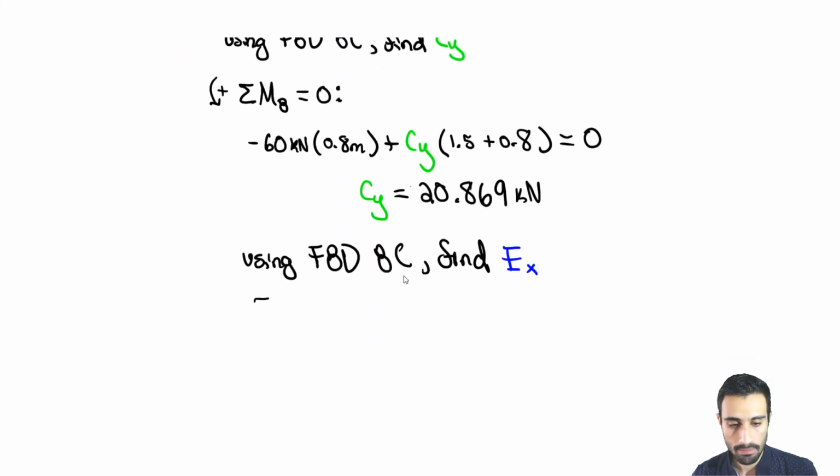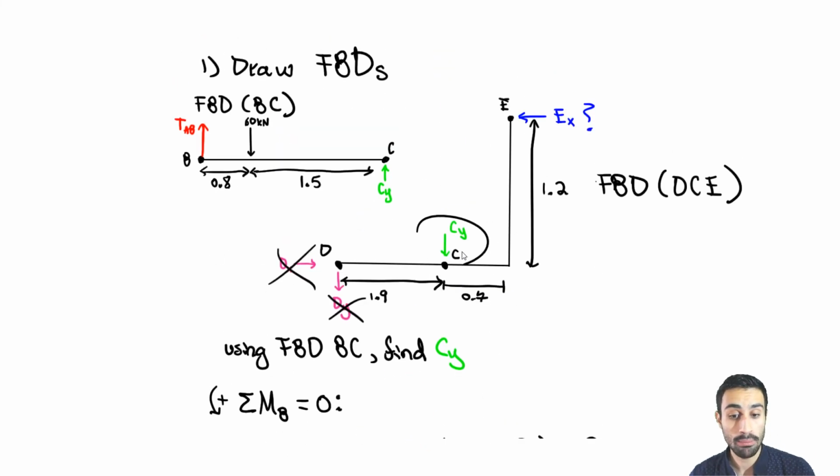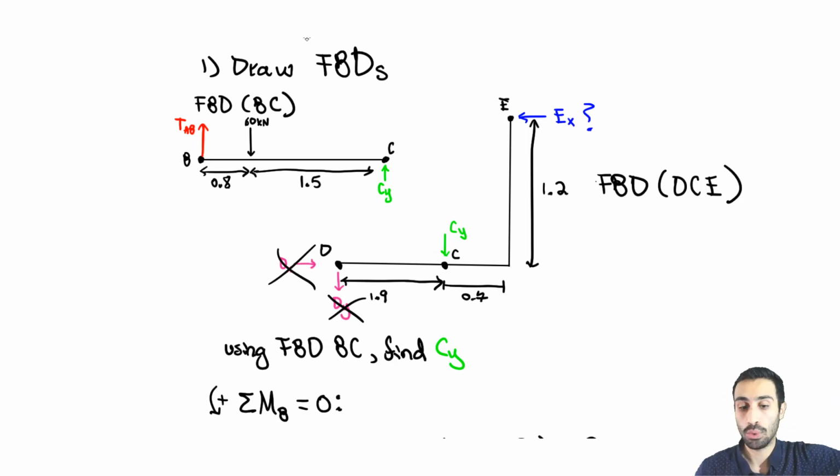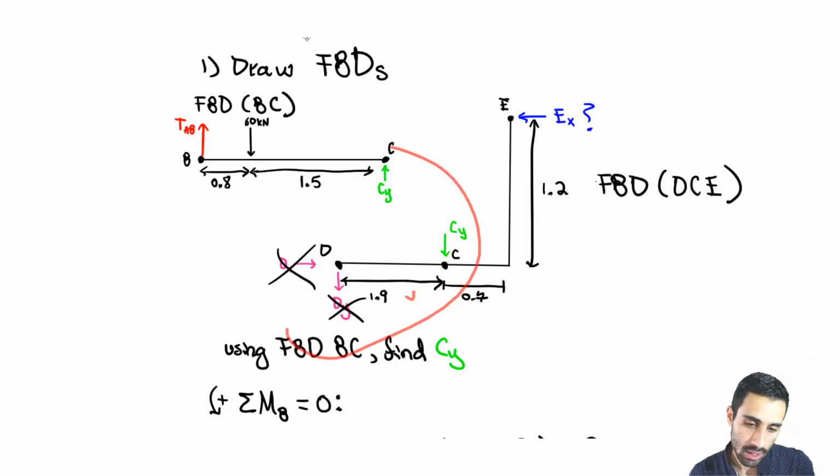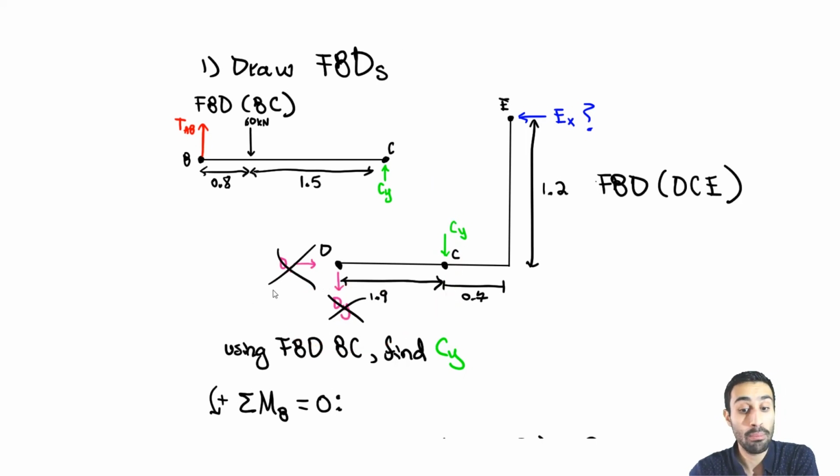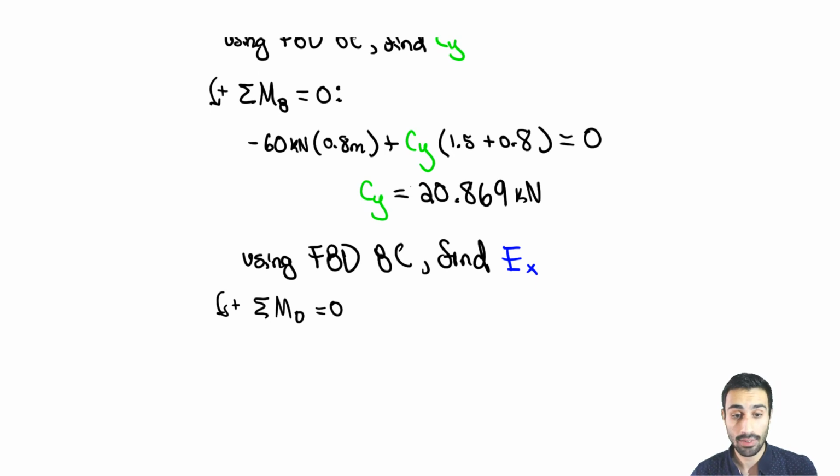So we will say sum of the moment about D must equal 0. We're going to say counterclockwise rotation is positive. And let's start with each component. So it's going to be CY times 1.9. And what kind of rotation does that cause? It's going to be a clockwise rotation. Force times perpendicular distance, and it would cause a clockwise rotation about point D, so it would be negative. So we will say it's going to be the negative CY.